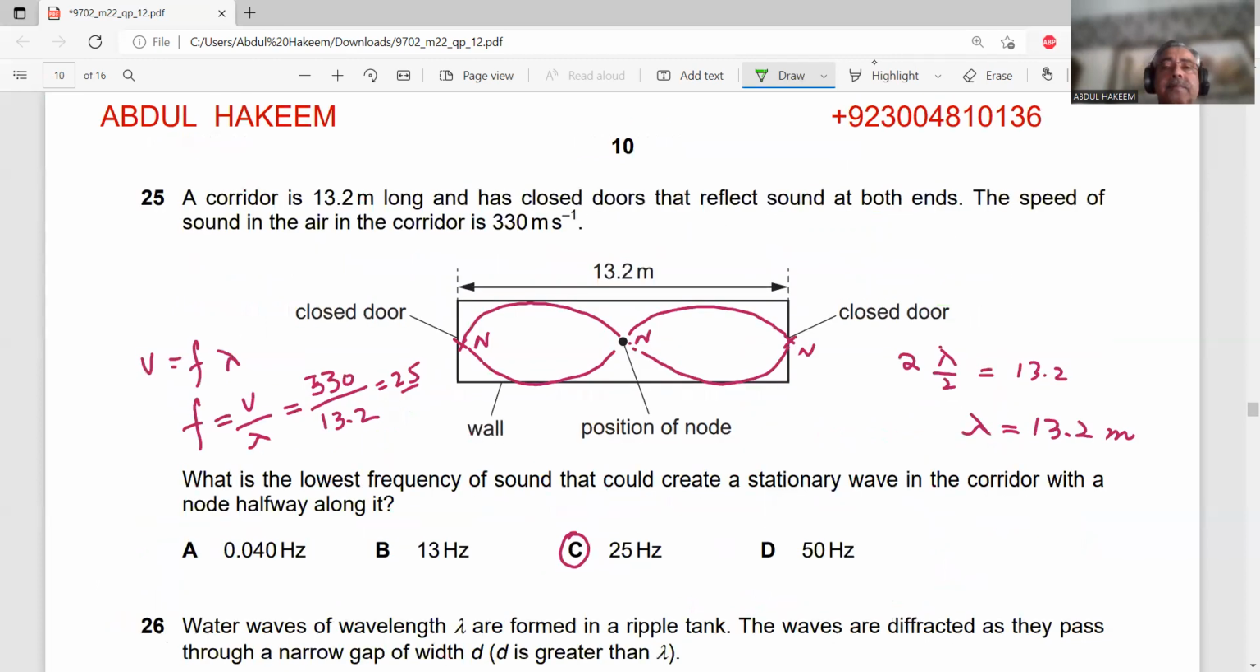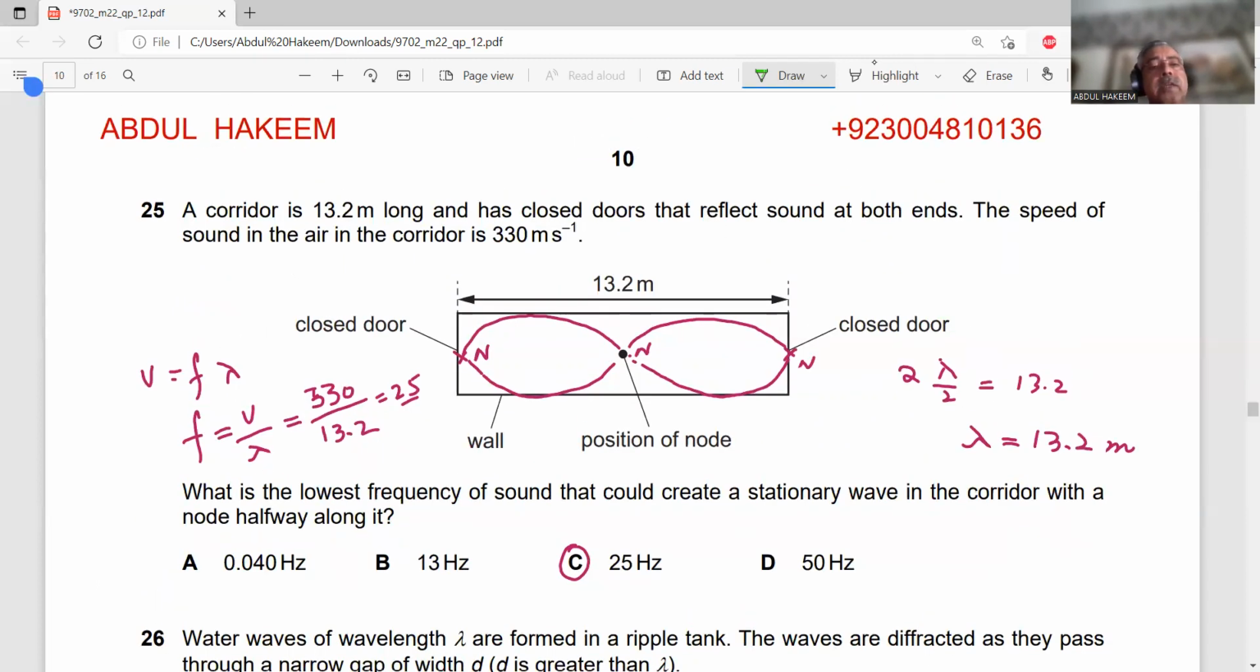Number 25. The corridor is 13.2 meter long and has closed doors that reflect sound at both ends. So the sound is reflected from the hard surface, right? And the reflecting point is called a node in terms of the stationary wave. The speed of sound in air is 330. What is the lowest frequency of sound that could create a stationary wave in the corridor with a node halfway along it? A halfway node, and at the reflecting surface also a node.